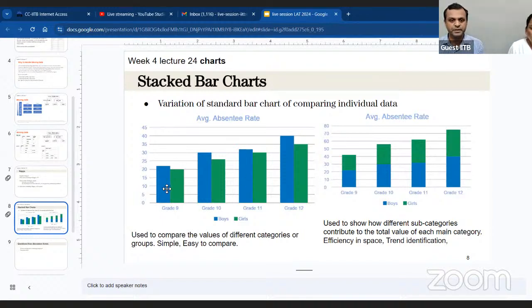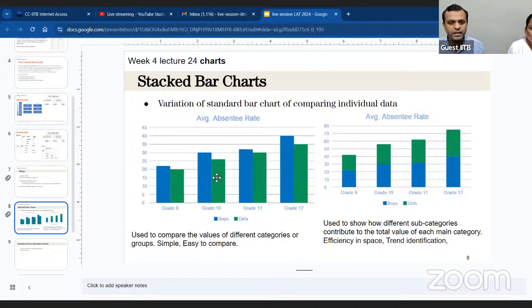This is the bar chart. This is the stacked bar chart. In the bar chart, like, there are 4 grades in the class: 9, 10, 11, and 12. There are male and female, boys and girls. The absentee rate for boys and the absentee rate for girls is plotted.